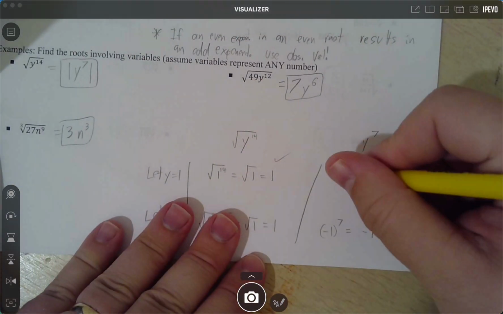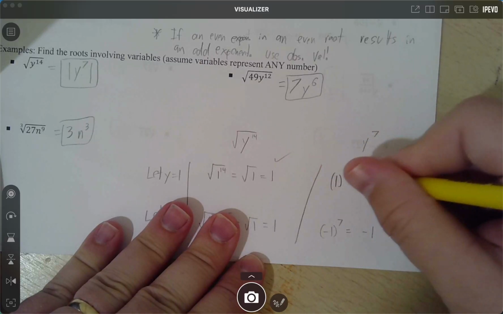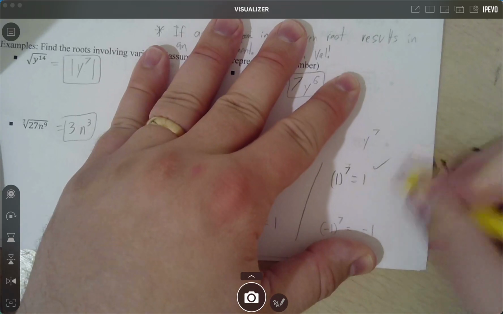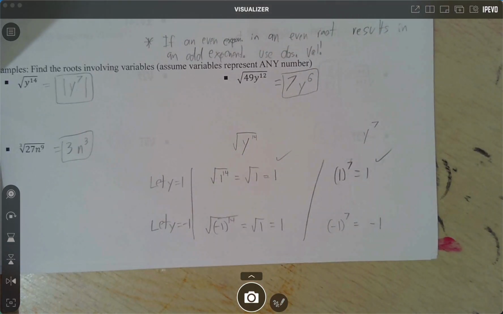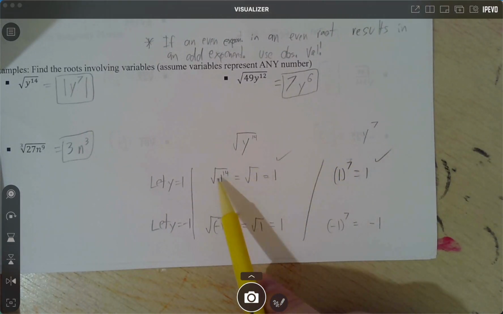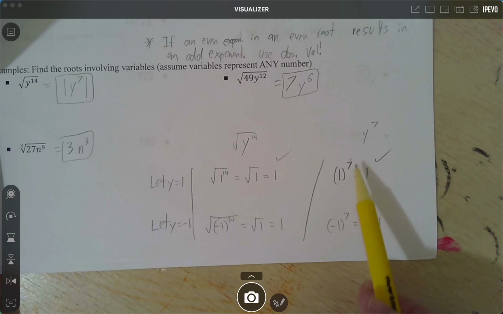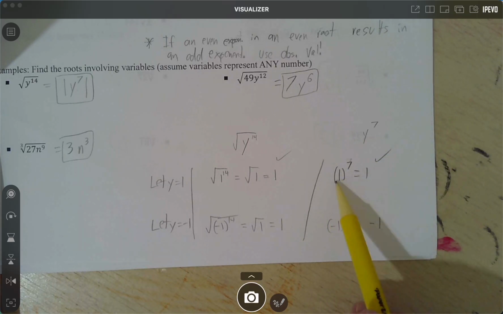Okay. So we had 1 to the 7th, and that's just 1, and we're good. Okay, there's the match. So far we can see, when it's +1, it's fine. +1 raised to the 14th is still +1. Square rooted is still +1. Afterwards, the other simplified form, can I still plug in 1 and get the same result? If I plug in 1 and I raise it to the 7th, I still get 1.